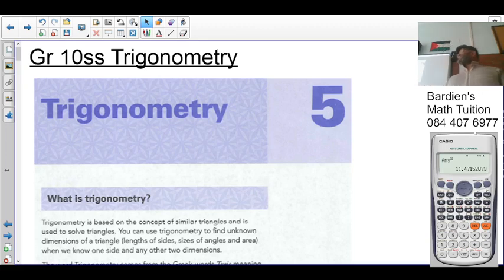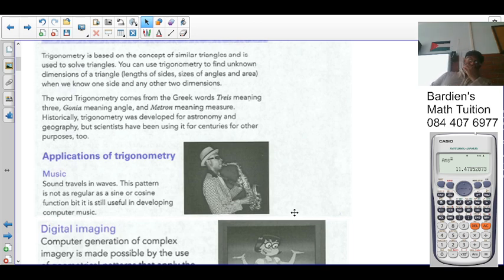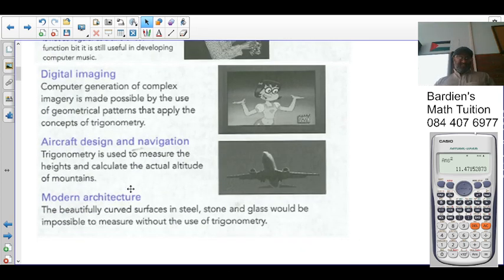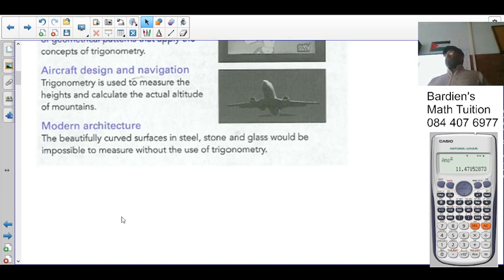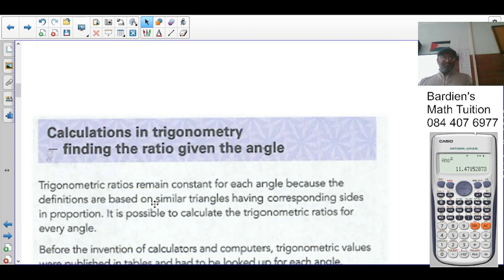Okay, good morning class. So today we're looking at trigonometry. At this point we have completed the introduction of trigonometry. We said where it's been used: in music, in digital imaging, in drafting or architecture. It's also often used in engineering, aircraft design and navigation. So trigonometry is used in different industries.